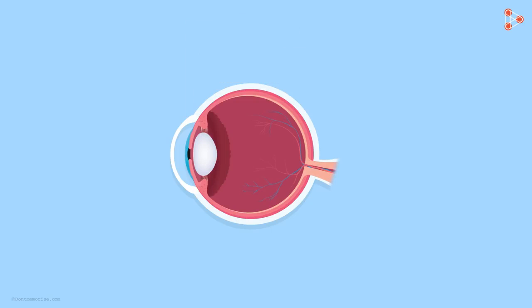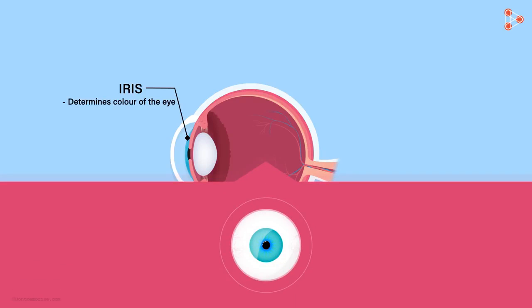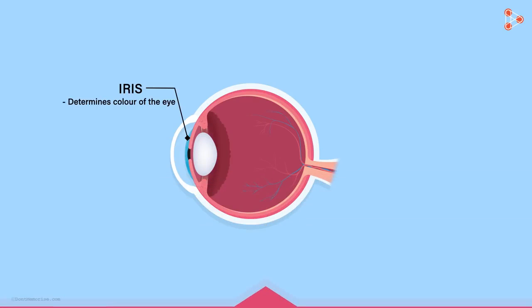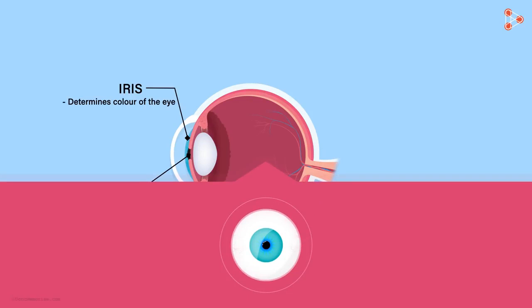Behind the cornea, there's a dark muscular structure called the iris. The iris determines the color of the eye. For instance, when we say that a person has blue eyes, it means that the color of the iris of the person's eye is blue. Now there is a small opening at the center of the iris for the light to enter. Do you know what it's called? It's called the pupil.